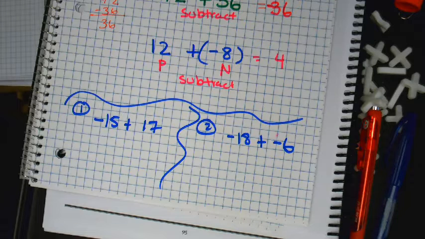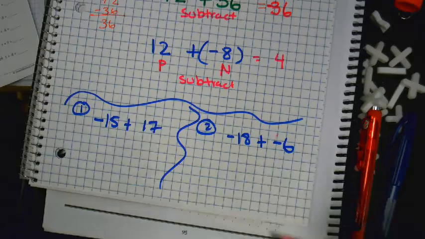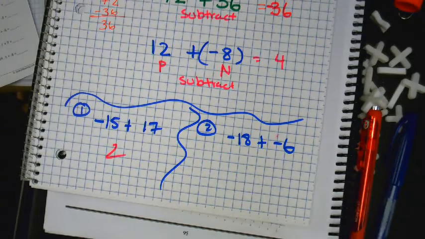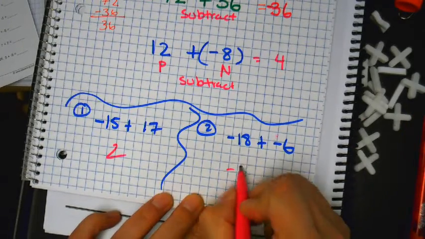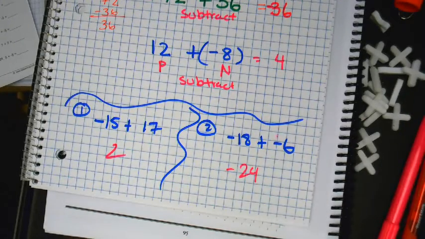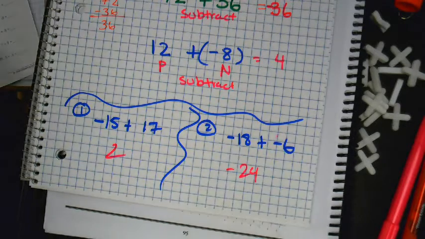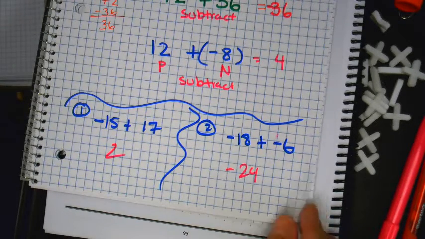What do we get for number 1? 2. Oh, yeah, right, 2. And what do we get for number 2? Negative 24. Good. We okay? All right.